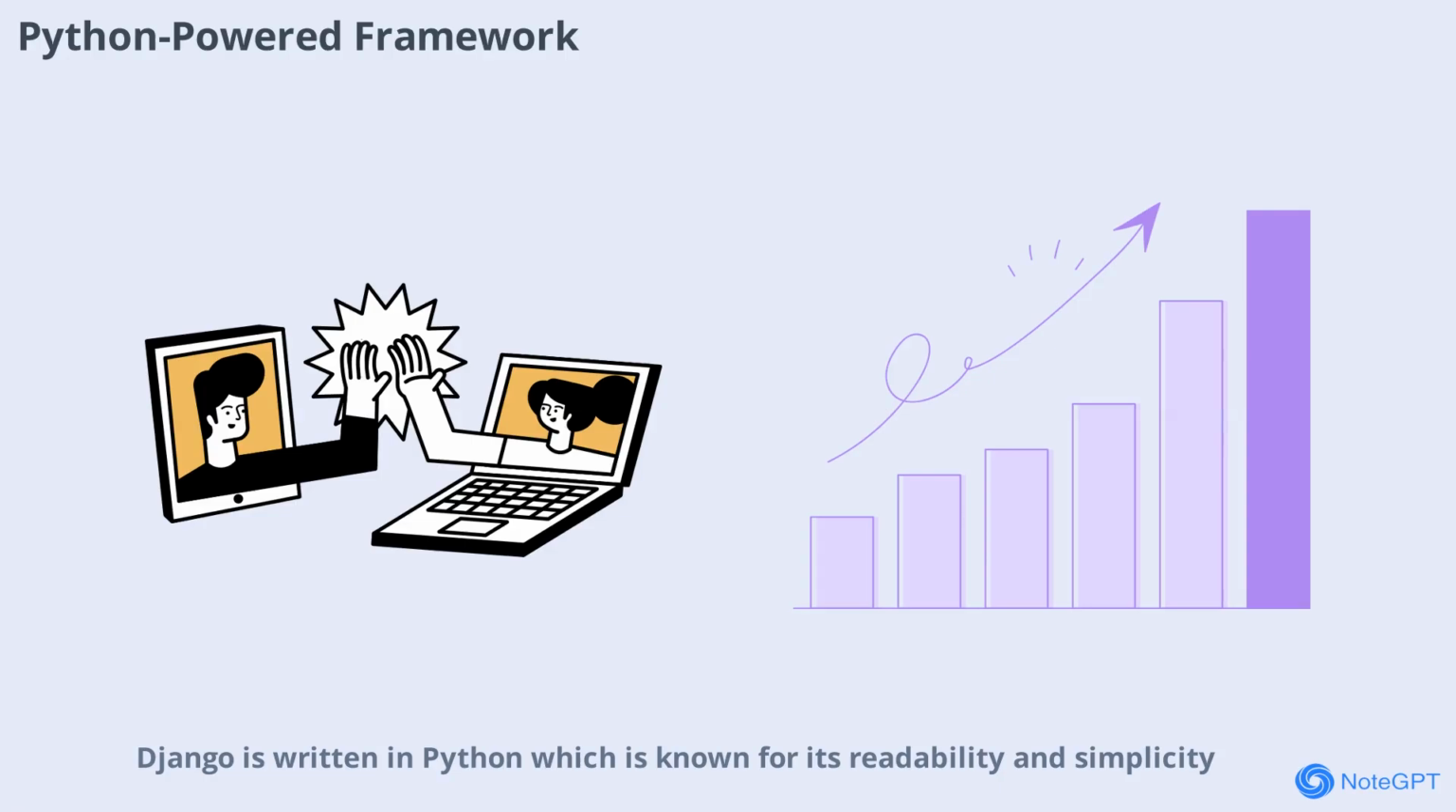Django is written in Python, which is known for its readability and simplicity. This makes Django accessible to both beginners and experienced developers. Python's vast ecosystem of libraries and tools integrates seamlessly with Django, allowing you to extend your applications with ease. Whether you're building a simple blog or a complex enterprise system, Django leverages Python's strengths to deliver powerful web solutions.